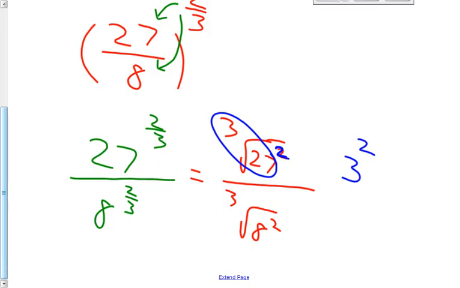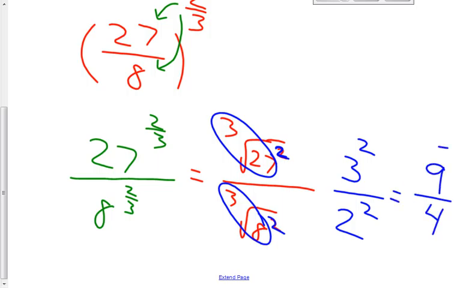Do you guys know what the cubed root of 8 is? What times what times what is 8? Well, 2 times 2 times 2 is 8. So the cubed root of 8 is 2, and then this 2 comes with it, 2 squared. So our answer is 3 squared over 2 squared, which is 9 over 4. 9/4 is our answer. Let's check it in our calculator.